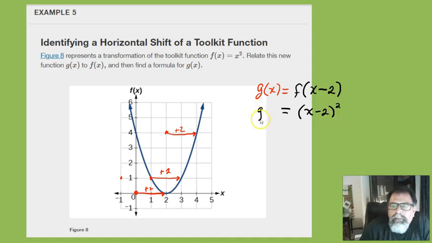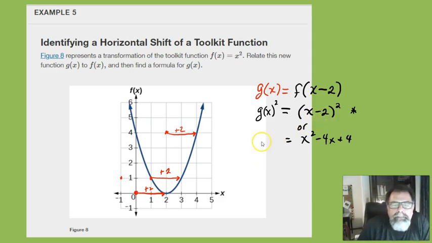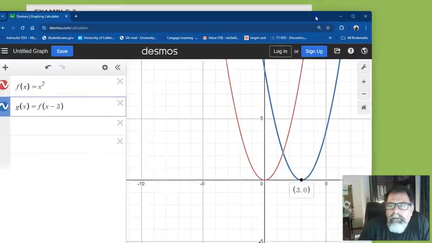And you can leave it like this. You don't have to multiply that out. I mean, if you wanted to, you could. You can write it like this, or you can go ahead and multiply it out and get x squared minus 4x plus 4. I would prefer it this way because then I can see the transformation. I can graph it real easily. Let me show you both of those plugged into Desmos so you can see that it's the same.